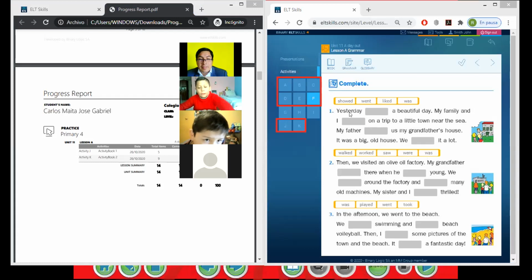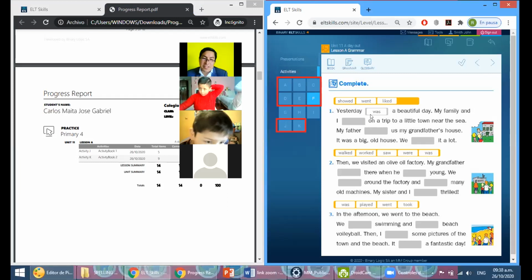Yesterday, a beautiful day. Yesterday, showed, fui, me gustó, fue, was. That is was. Yesterday was a beautiful day. You see? Yesterday was a beautiful day. My family and I on a trip. What action, Adrián, is for trip? My family and... on a trip to a little town near the sea. For example, to Ica, to Lima. What action is? I... Showed, went, or liked? Went. Yes, went. I went on a trip.